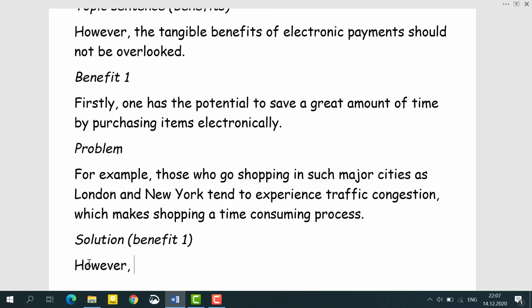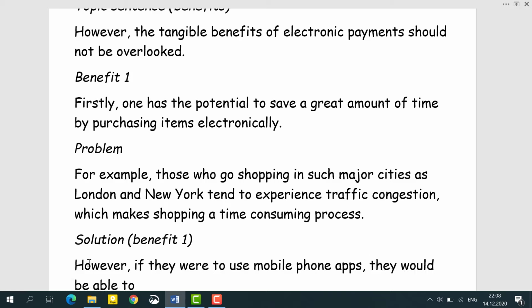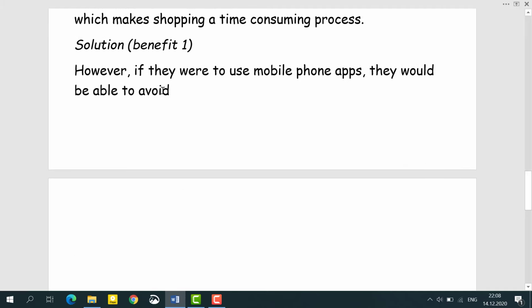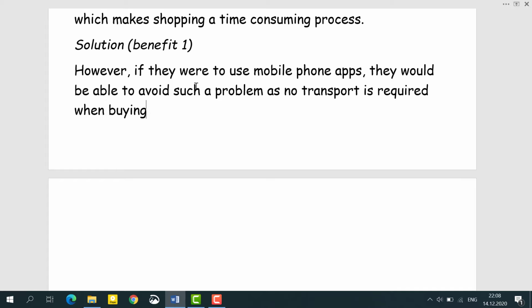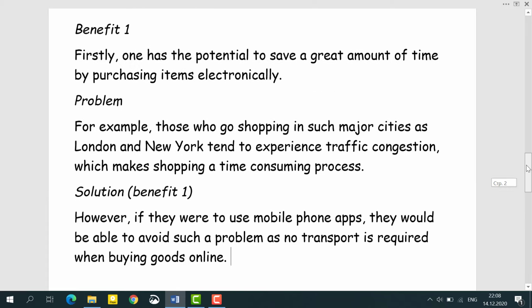I can use the word however. If they were to use mobile phone apps, they would be able to avoid such a problem, as no transport is required when buying goods online. That's it.